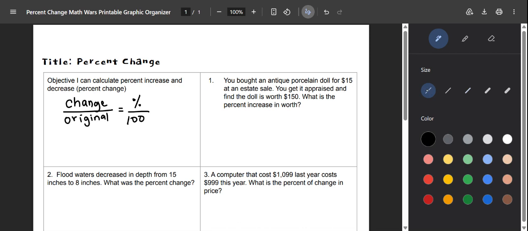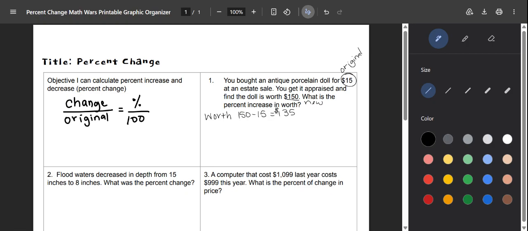So problem number 1, this is an I do problem. You bought an antique porcelain doll for $15 at an estate sale. This is our starting amount. That's our original. You get it appraised and find the doll is worth $150. This is our new amount. What is the percent increase in worth? So the first thing I have to do is find out how much the worth changed by. It was 15, it went to 150. So I'm going to subtract those and find out the worth changed by $135.